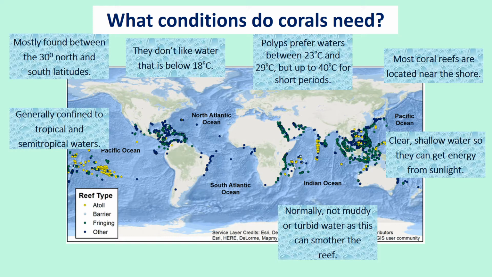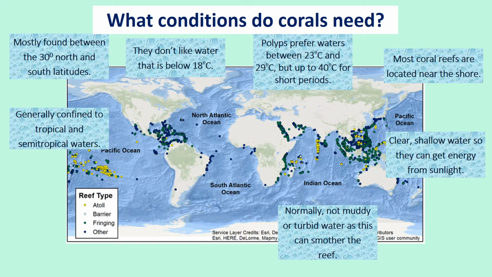And what conditions do corals need in order to live and thrive? So we spoke last lesson about the fact that they need warm or hot water, so nothing less than 18 degrees C, ideally between 23 and 29 degrees C. They can cope with temperatures up to 40 degrees C, but not for extremely long periods of time.